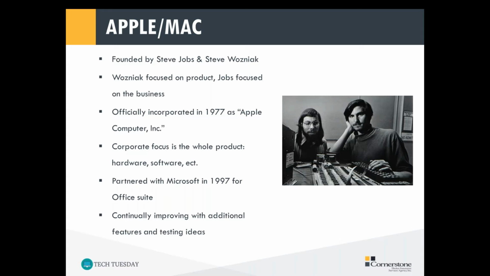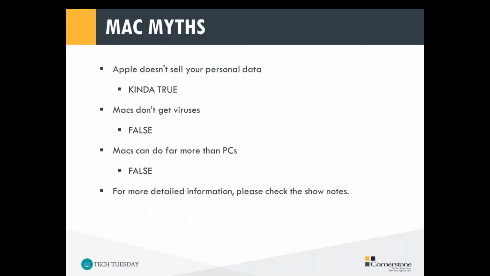They actually partnered with Microsoft in '97 to bring the Office suite to Mac, which just shows how outside the box they're willing to think and partner in order to get the essential software going. They're also focusing on continually improving and implementing additional features and testing ideas. Although it's worth mentioning, they will never release a product that's, quote unquote, in testing. All of the products they release have been fully tested, fully tried, and will work across all their devices. Which brings us to some myths about Apple.